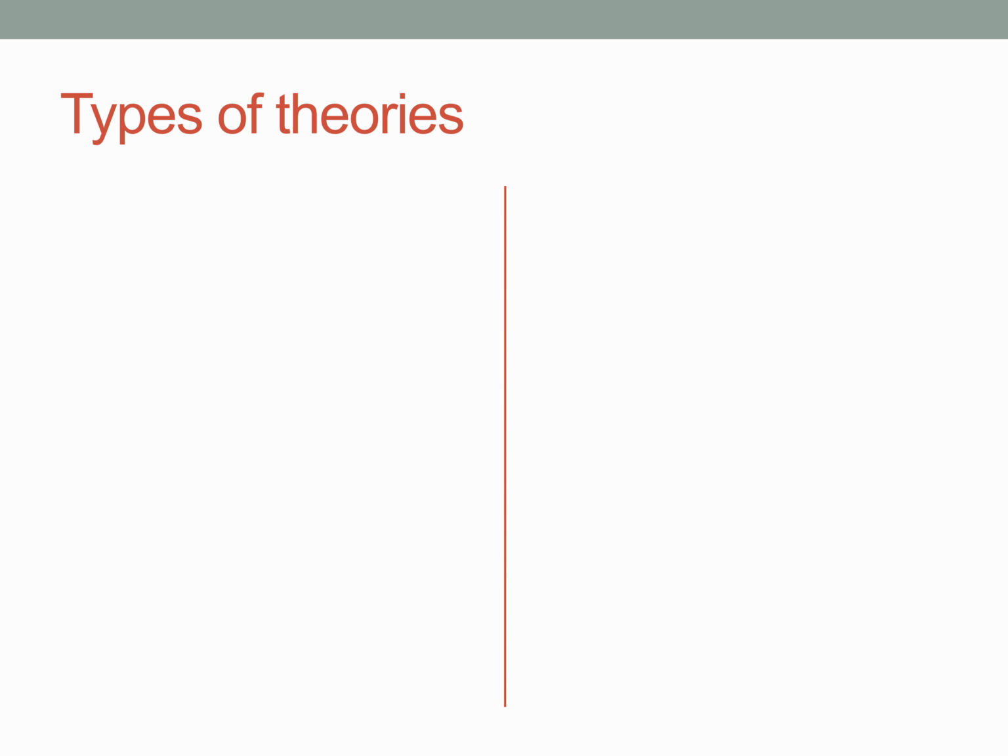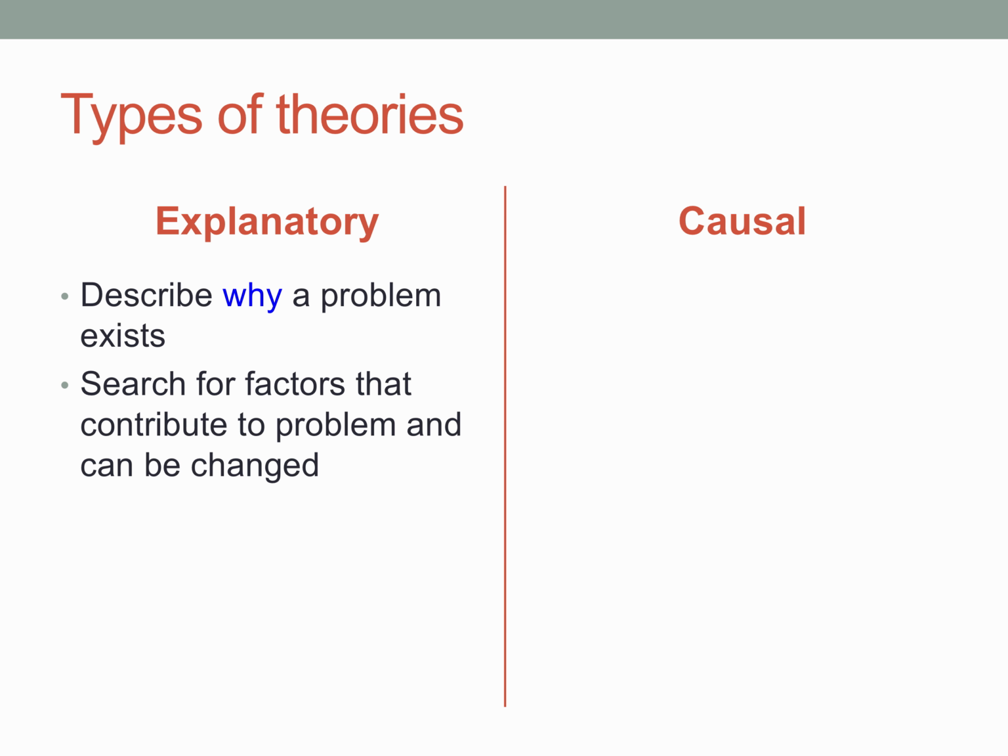And so when we think about different types of theories, we have two that we're going to cover, or two that we kind of try to understand. First one is explanatory, where we're trying to describe why a problem exists. Why is there cancer? Why is it that higher levels of men who have sex with men have higher cases of HIV? Why is it that certain things happen the way that they do? And thus what we're looking for are factors that contribute to the problem that hopefully can be changed.